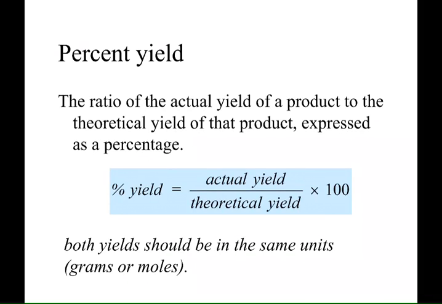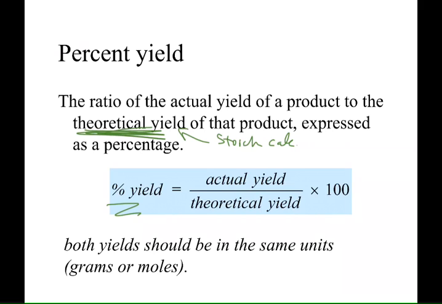There's this relatively straightforward type of calculation once you understand the concept of a theoretical yield. If you know the theoretical yield, which is obtained by calculation, just a regular stoichiometric calculation, then we can calculate something called percent yield.